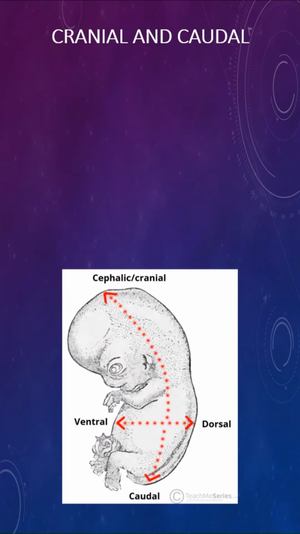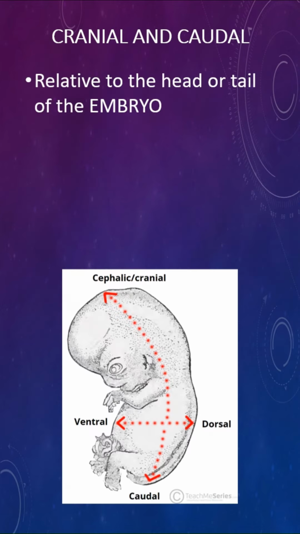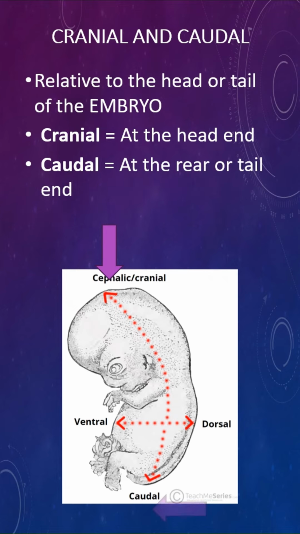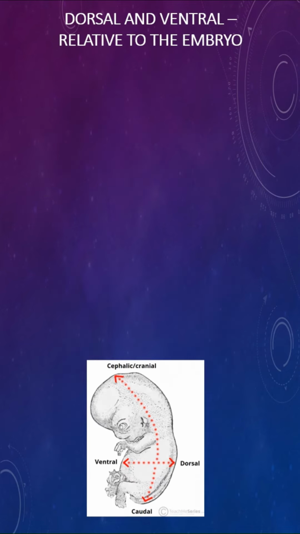Cranial and caudal terms are relative to the head or tail of the embryo. Cranial is at the head end, and caudal is at the rear or tail end. Dorsal and ventral terms are relative to the embryo.